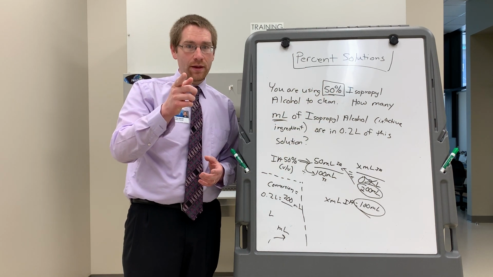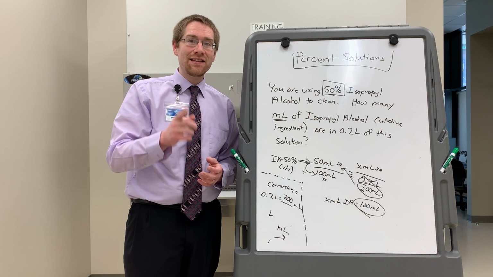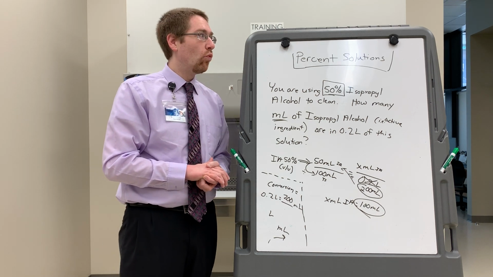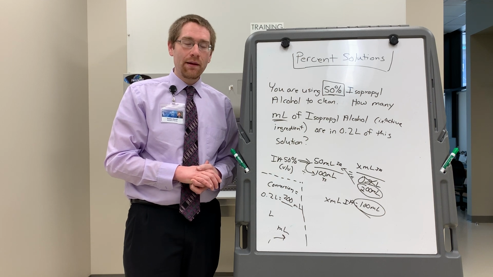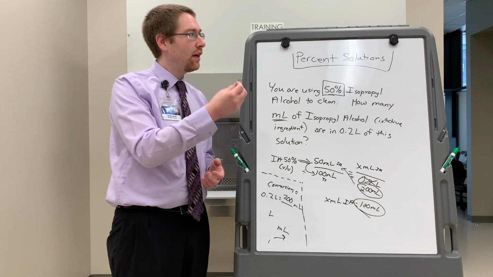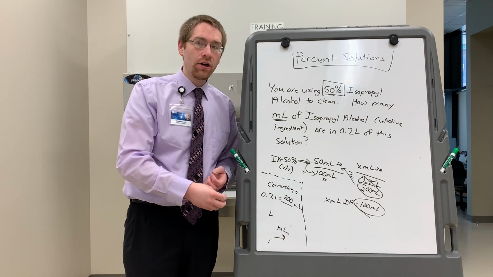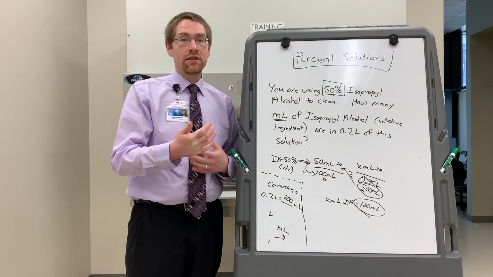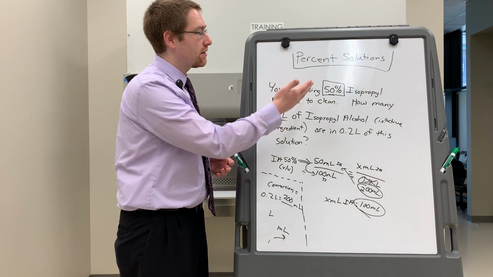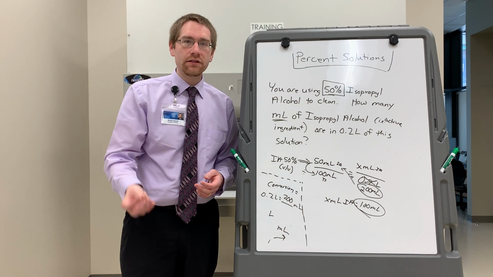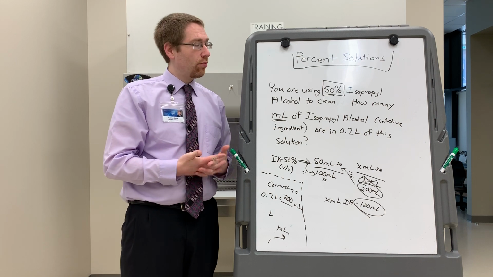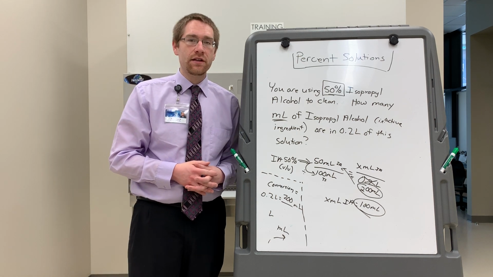And the key to remembering that is that a percent is something out of 100. So if we're dealing with a weight to volume product, that means that there are 50 grams in every 100 mLs. And if we're dealing with a volume to volume, it's a number out of 100. That means that there are 50 mLs out of every 100 mLs. So once again, that's our brief introduction to the concept of percent solutions.